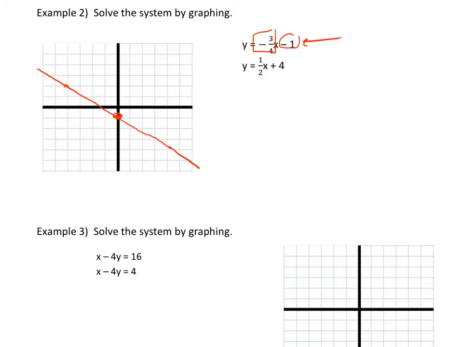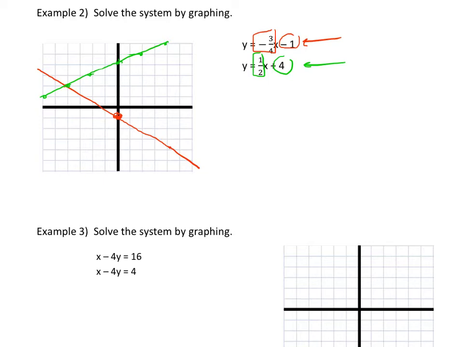The next line we're going to graph is this one, which has a y-intercept of 4 and a slope of 1/2, which is up 1 over 2. Up 1 over 2. Now again, we're looking for their point of intersection. So if I went up 1 to the right 2, I can go down 1 to the left 2 and still be on the line. And this represents our line.